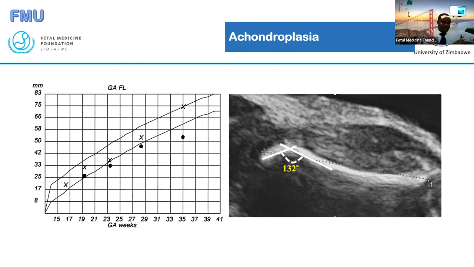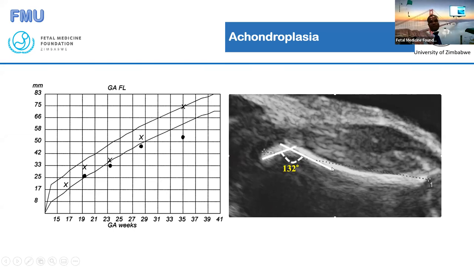In achondroplasia, the typical presentation will be the progressive shortening of the limbs, as we had already said. If we look at the diagrams on the left, we can see the plot of the femur against gestation in the small dots. We can see this progressive shortening of the femur. The abdominal circumference remains in the normal range as the pregnancy continues, but the femur length is progressively shortening. Also, if you look at the picture on the right there.